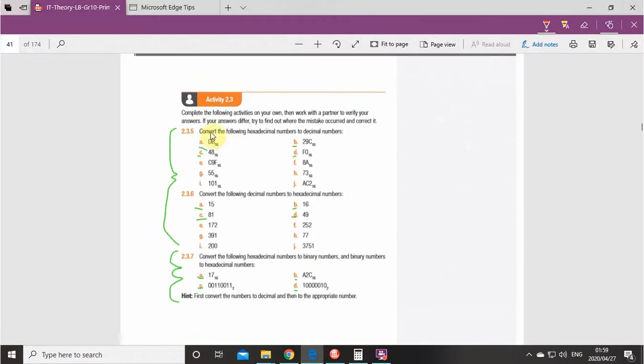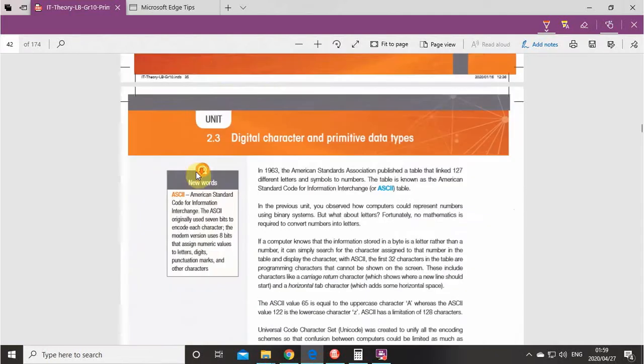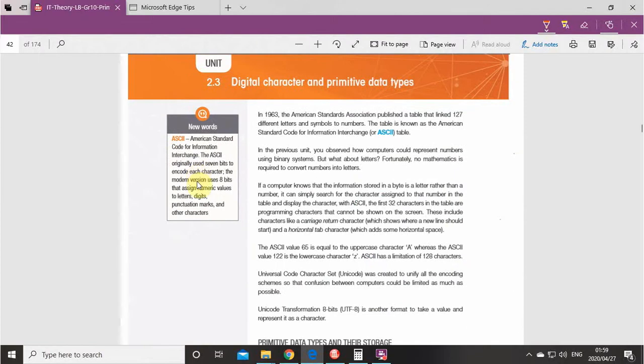Okay, activity 2.3, 2.3.5, A to D, 2.3.6, A to D, 2.3.7, A to D. And then we get to primitive data types.